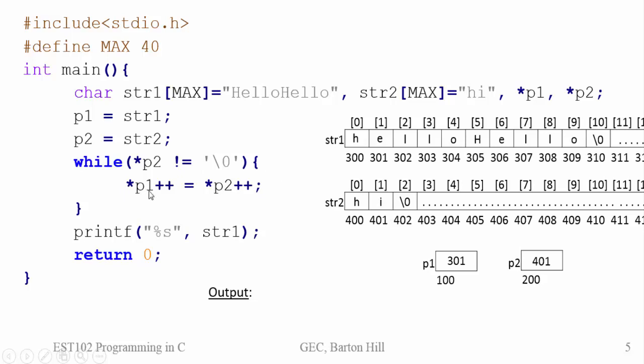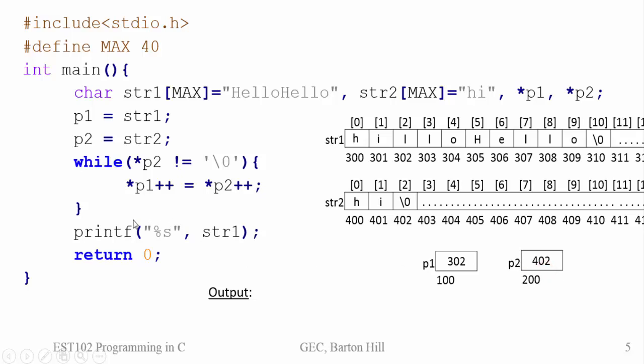Then again value at the address of p1 is equal to value at the address of p2, so value at the address of p2, that is 401, is i, so i will be stored at value at the address of p1, that is 301, thus making the value here as lowercase i. Okay, then after that, since this is a post increment operator, after using this p1 and p2 will be incremented, thus making p1 as 302 and p2 as 402.